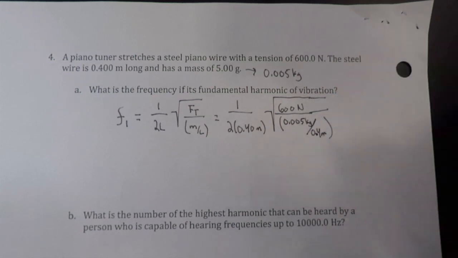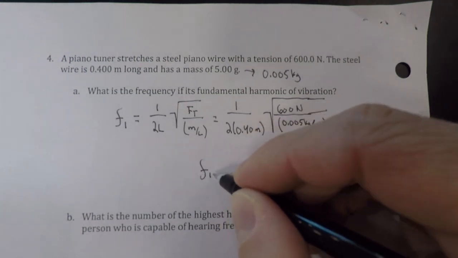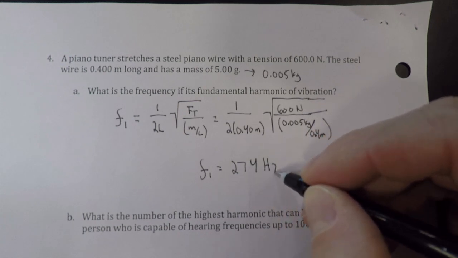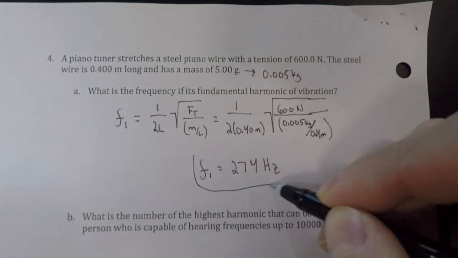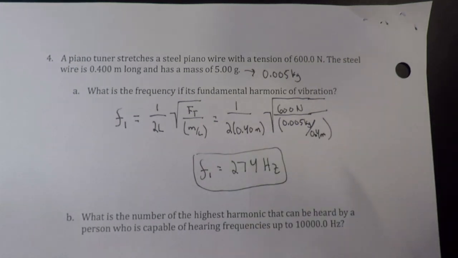Mass per length. So in the previous problem we were given that as one quantity. Here we've got to find it. We've got all these numbers, we can plug them into our calculator and figure out what sound we're going to hear. So the fundamental frequency is 274 hertz, and I'm not sure what note that is. That might be like a D or something close to it. I think it's a little bit above C, which is 250 something. Okay.